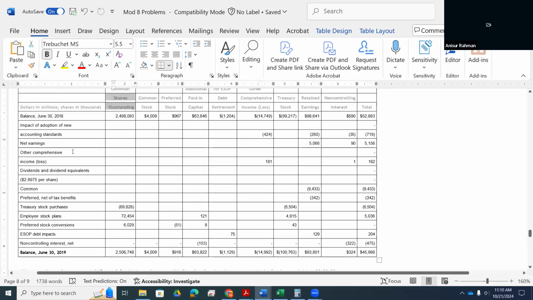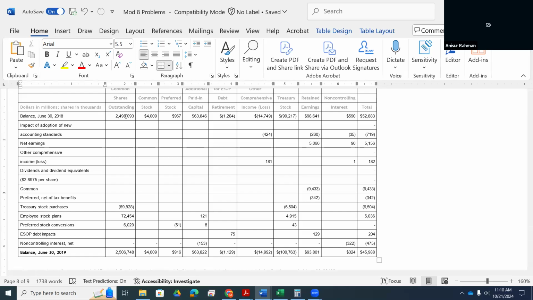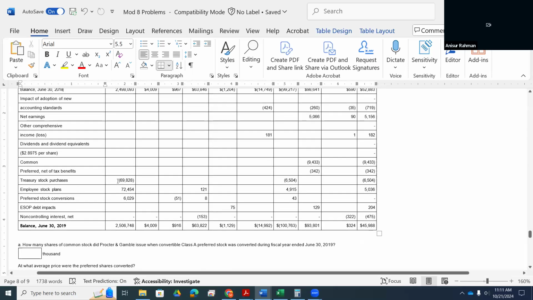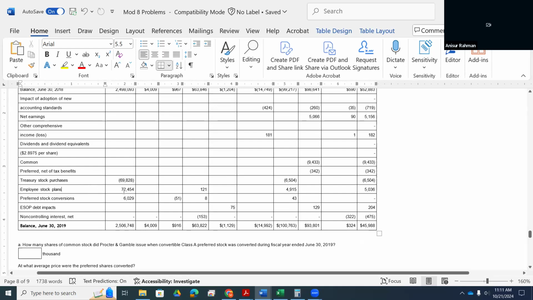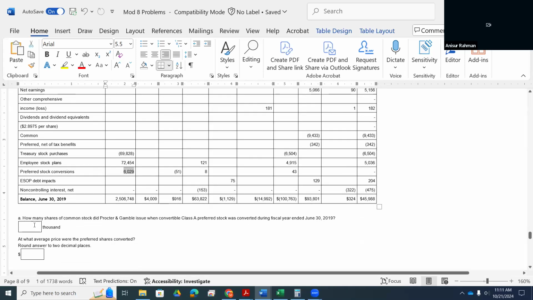So let's see what information we have. We started the year with these many shares. And then we have treasury stock purchases. We have employee stock plan, and then preferred stock conversion. So this is the amount. So this question is more about interpreting, identifying and interpreting the information correctly. So I'll just write down 6,029.